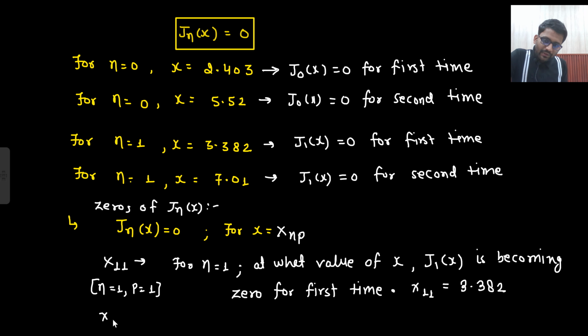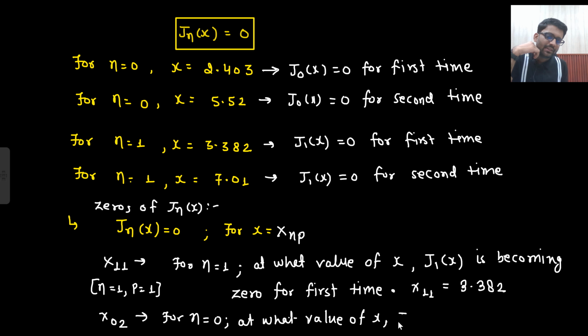Now let me know the value of x02. What will be the value of x02? Here, what is the value of n? For n equals to 0, at what value of x does j0x equal 0 for the second time?